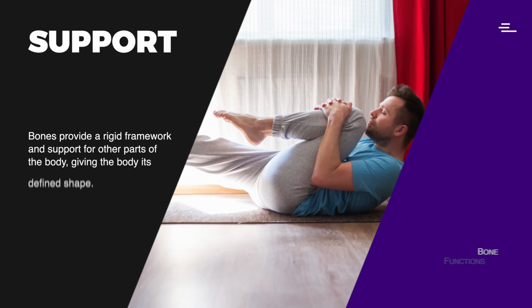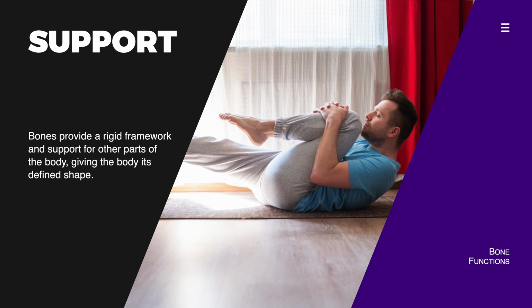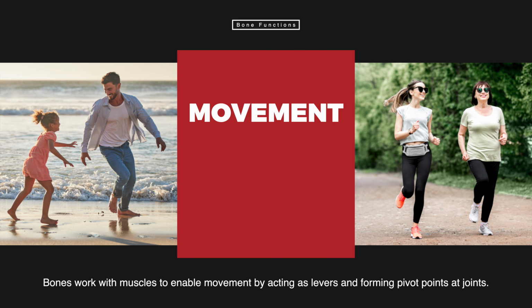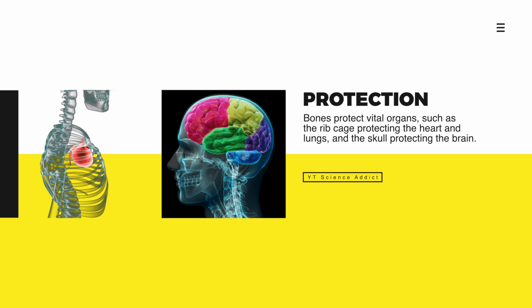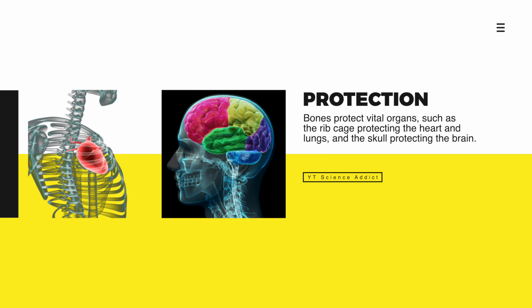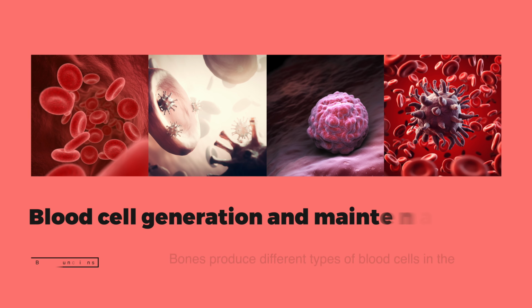Support. Bones provide a rigid framework and support for other parts of the body, giving the body its defined shape. Movement. Bones work with muscles to enable movement by acting as levers and forming pivot points at joints. Protection. Bones protect vital organs, such as the rib cage protecting the heart and lungs, and the skull protecting the brain.